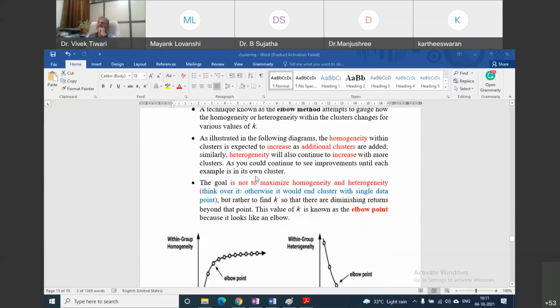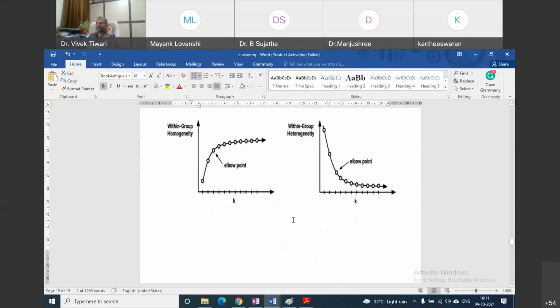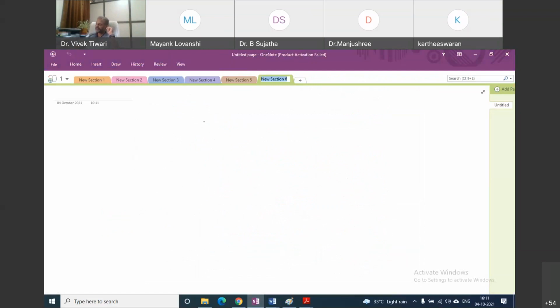The method is the elbow method. Try to understand the method, as it is used in different places. So don't think this is the only place; in principal component analysis there is also an elbow method. So let me explain how this elbow method works. Any of the diagrams you can consider, don't confuse them with each other. What I'm talking about is what the diagram talks about. The elbow method says that this is the K, this is the homogeneity.